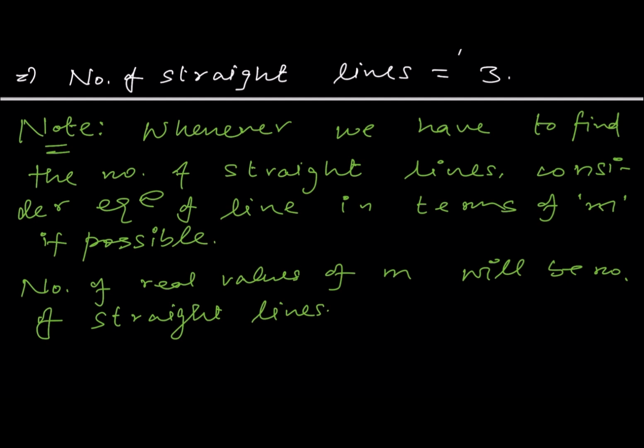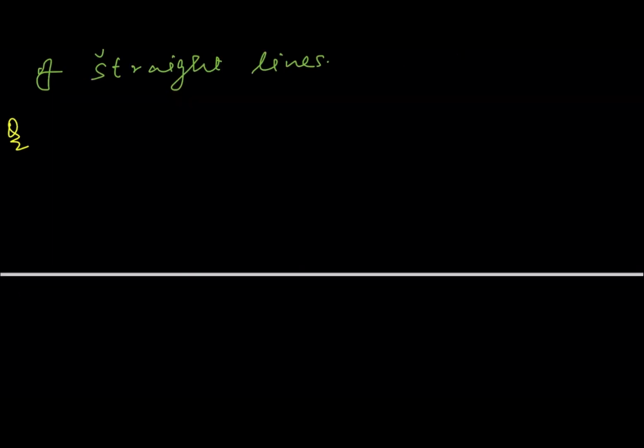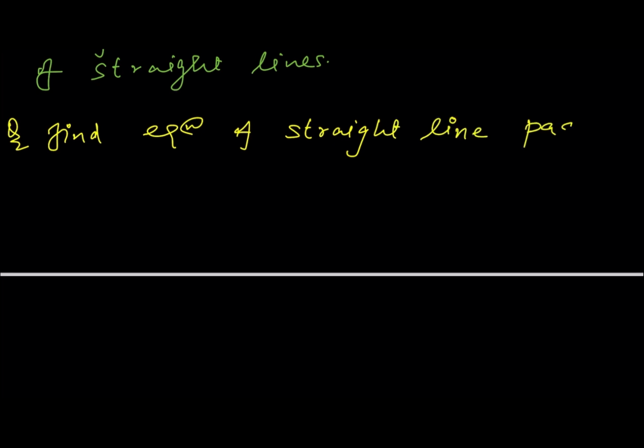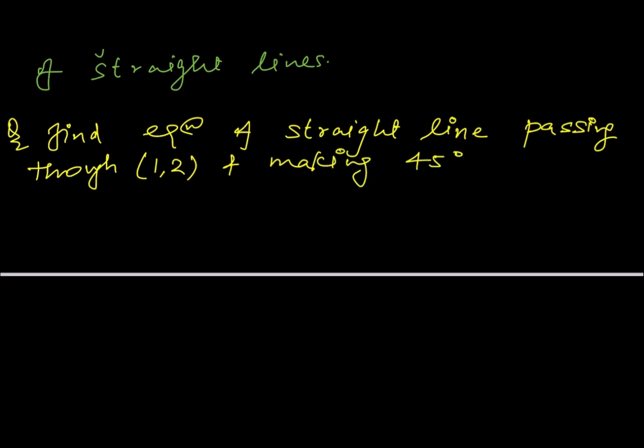Okay, now let us move to next question. Question is, find equation of straight line passing through (1, 2) and making 45-degree angle with 2x + 3y = 10.